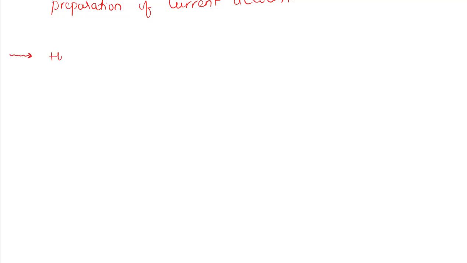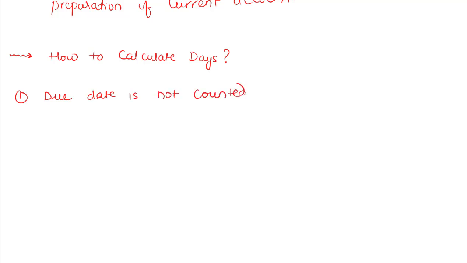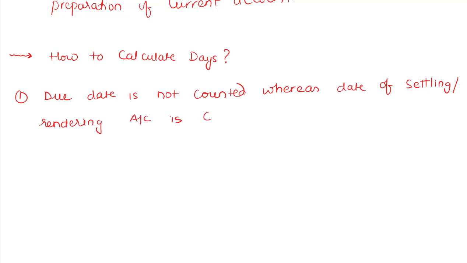Next is how to calculate days. Due date is not counted, whereas date of settling or rendering account is counted.